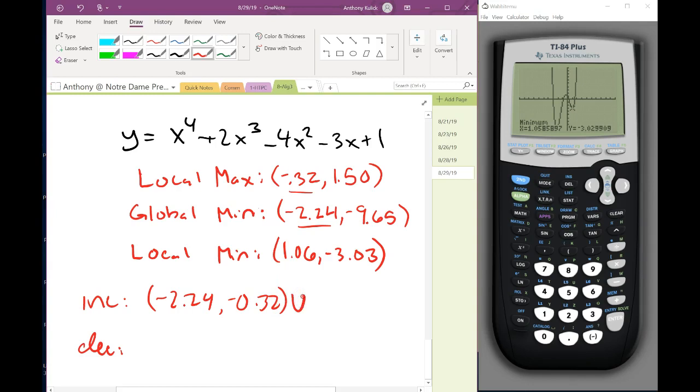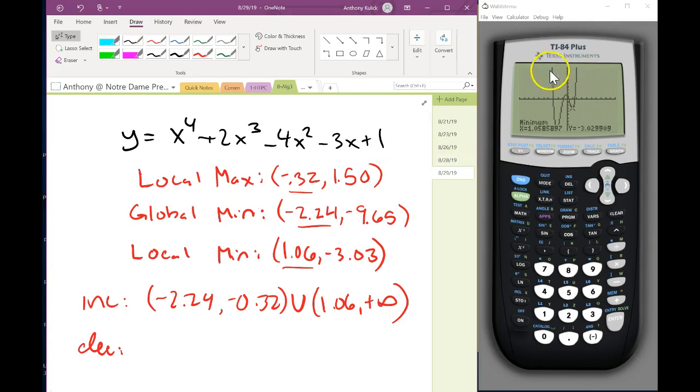So that's that section. And then I have another increasing section here at the end that goes from my local minimum all the way off to positive infinity. My local minimum is 1.06 and then positive infinity. So once I know these coordinates for these mins and maxes, I can write my intervals of increasing and decreasing pretty easily.